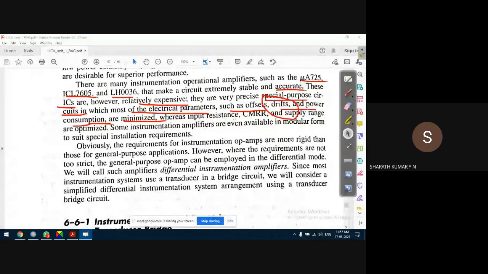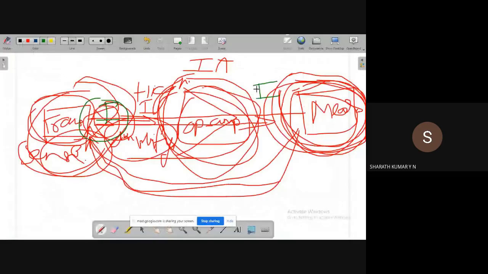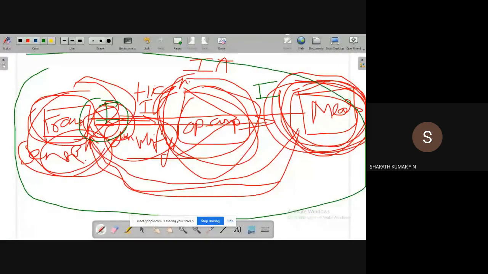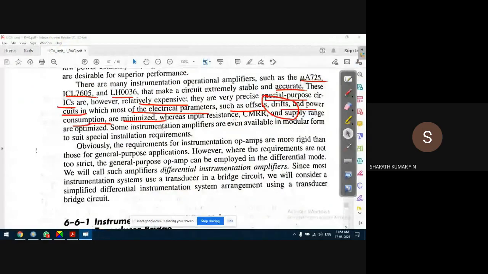Okay, power consumption means this device should draw a very small current, maybe because it is battery operated. It should draw small current because we have to apply biasing voltages of plus 15 and minus 15 volts, so that it can operate with a very small power supply. Since it may be battery operated, power consumption is a very important factor. So power consumption is minimized, whereas input resistance, CMRR, and supply range are optimized.